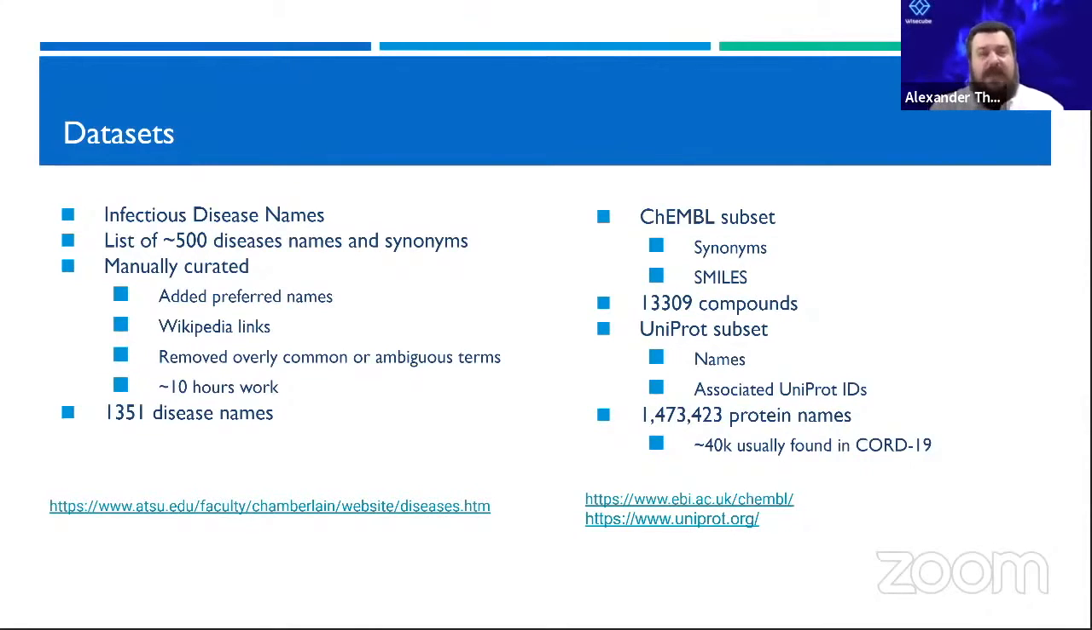For the chemical dataset, we use a subset from ChEMBL. It's about 13,000 compounds. The dataset we have comes with some synonyms and SMILES strings. For the proteins, we used a subset from UniProt, which has names and UniProt IDs. This is the largest of the entity lists that we have, although only a small portion of these are actually found in the data.